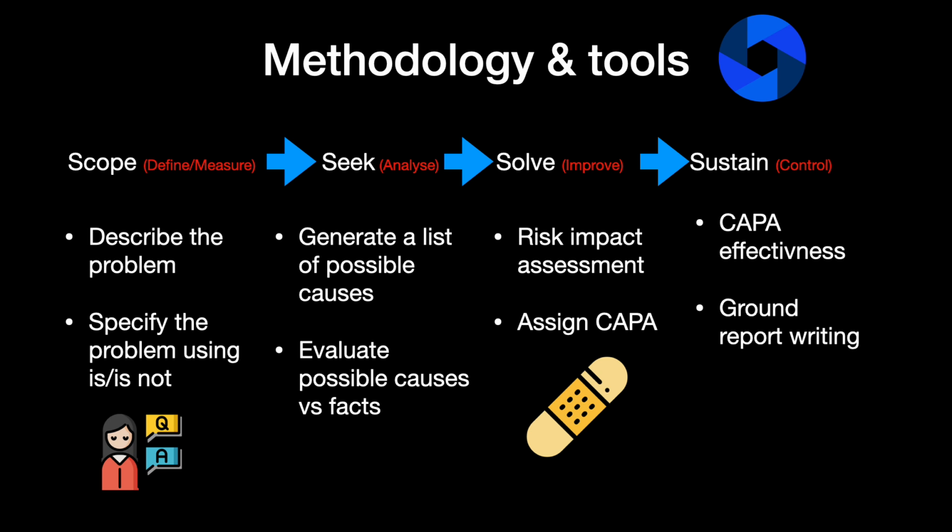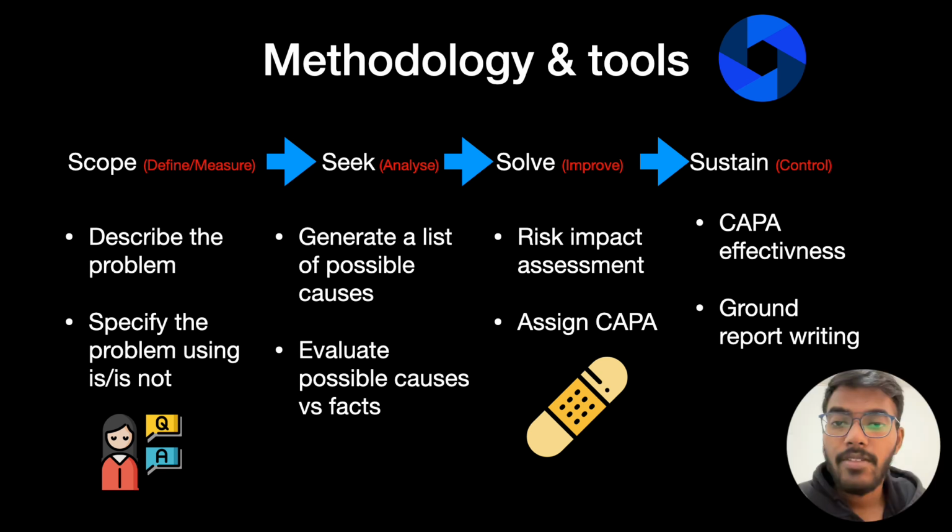of the DMAIC methodology. So once we find the root cause, we try to assess the impact of the risk from that root cause, and based on that we'll assign the CAPA. In the sustain phase, we try to evaluate the effectiveness of the CAPA which we framed for this root cause investigation, and then we do good ground reporting. So in this session, we'll see what CAPA is, how we check the effectiveness of the CAPA, and good ground reporting, what needs to be in it to make a ground report a very good one.